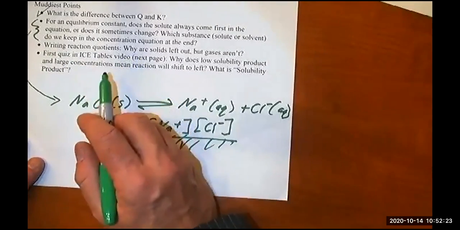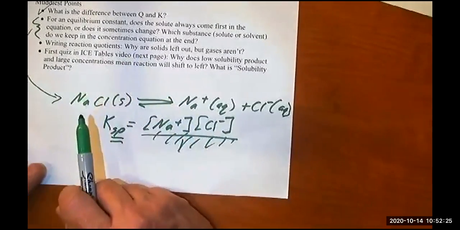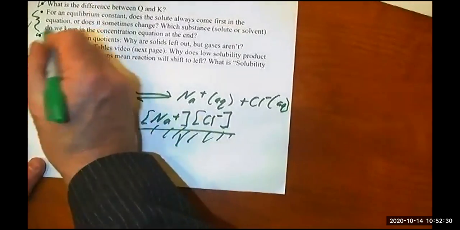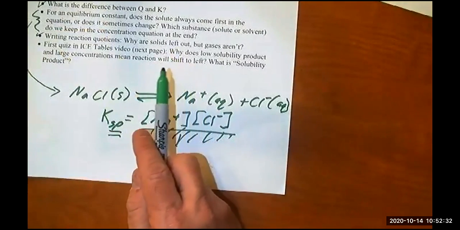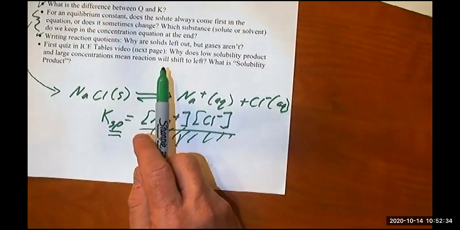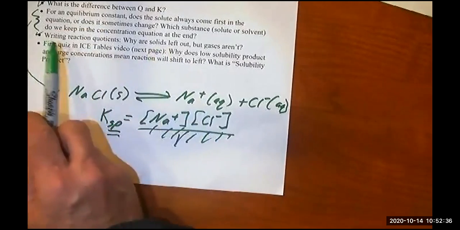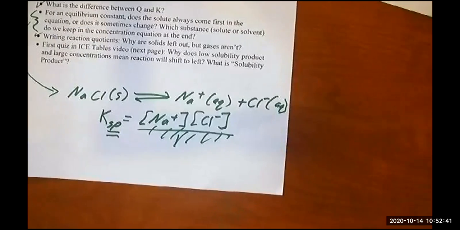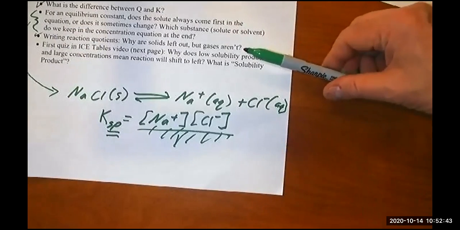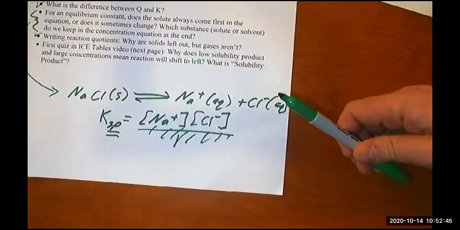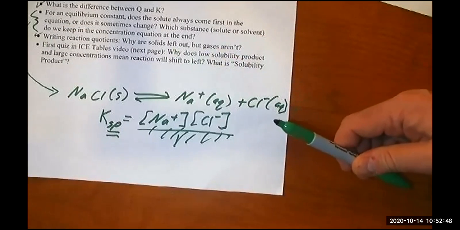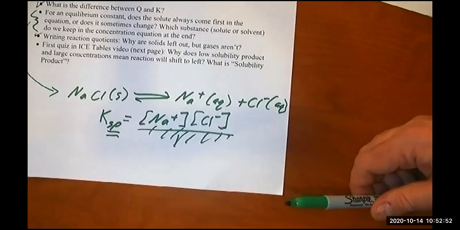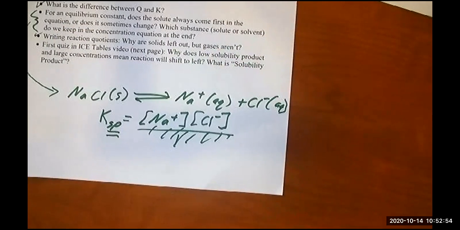Writing reaction quotients. Why are solids left out but gases aren't? It's the same thing for solids and liquids, and it's the same thing for reaction quotients as it is for equilibrium constants. The reason is that solids have a constant concentration. You cannot change its concentration. It's just based on its density. Gases, you can change the concentration, moles per liter.